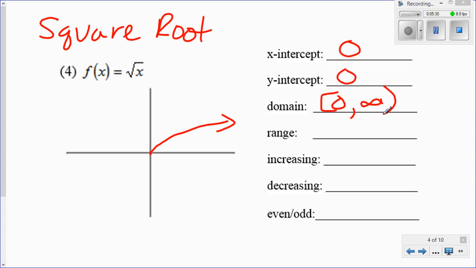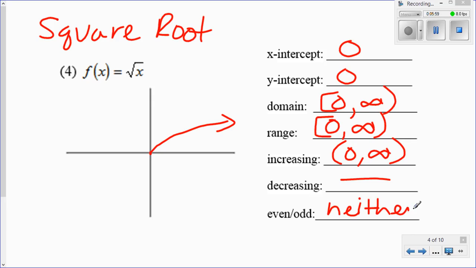The same thing happens with the range or the y values. If you look at the graph from the bottom to the top, the y values start at 0 and continue to infinity. This graph is increasing because it's rising from left to right. And so we would say it's increasing from 0 to infinity. It does not decrease. And this one is actually neither even nor odd. So we'll just put neither.